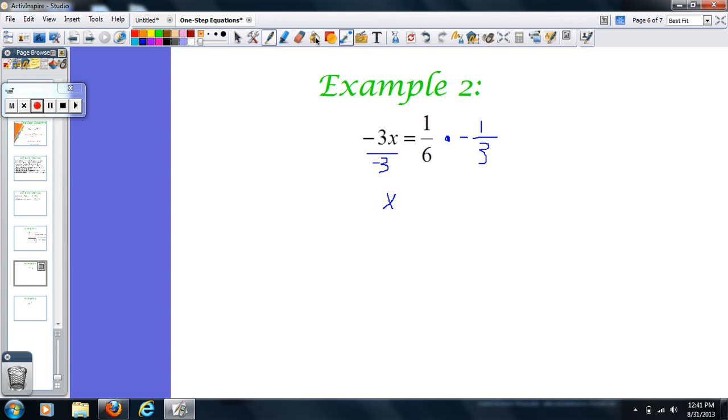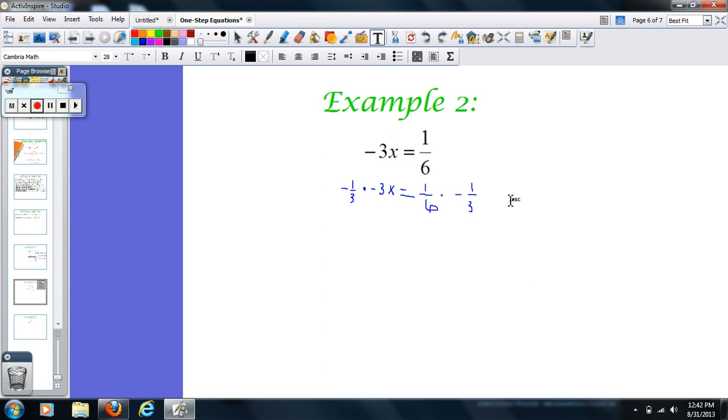Okay, so this first step, actually here, let me erase this. I'll rewrite it completely. Okay, so you got negative 3x. We're going to multiply this by negative 1/3 equals 1/6 times negative 1/3. And this actually would be the multiplication property of equality.